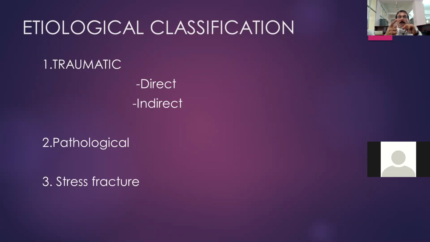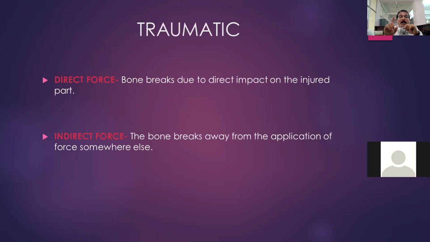Before that, it is morphological: transverse, oblique, spiral, comminuted, segmental, compression, and greenstick fracture. Now the etiological point of view, how the fracture can take place. These are the causes. Traumatic, as I said, one is called direct trauma, another is called indirect trauma. Somebody hitting someone with a stick, or falling directly on the bone, may lead to direct trauma.